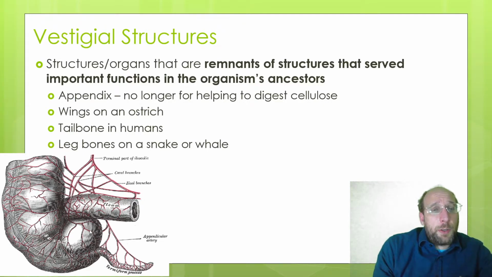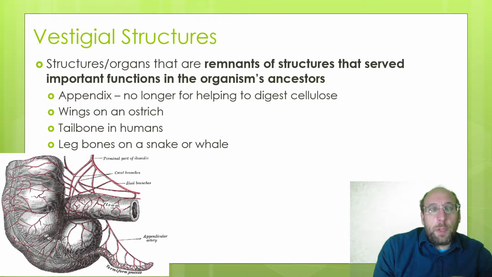Now, our common ancestors had a longer cecum that had a huge amount of space for bacteria to help digest cellulose. However, in humans, it's much smaller, that same section, so that's why it's called the appendix. It's no longer big enough for bacteria to be housed to digest cellulose. It does actually have some immune system function. Wings on an ostrich are considered vestigial structures as well because they no longer help the ostrich fly. There's a tailbone in humans that's considered a vestigial structure because it no longer has the rest of the tail attached to it. And leg bones on a snake or whale are also considered vestigial structures.